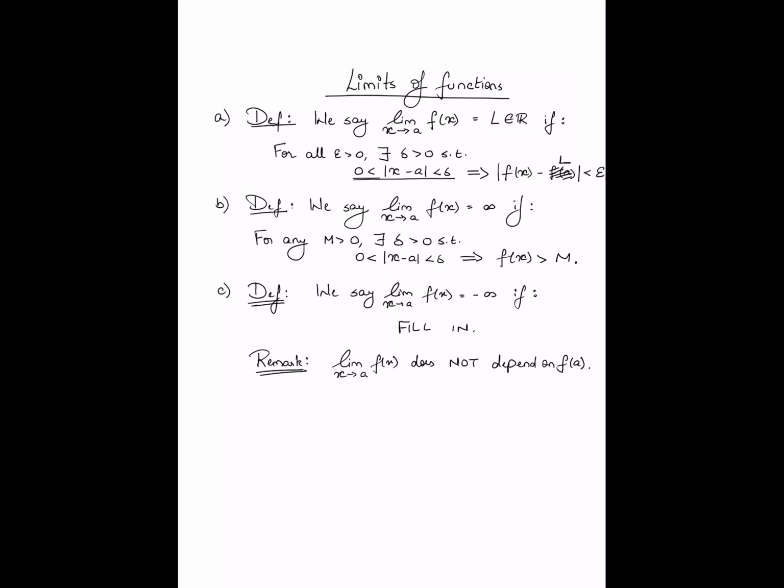So note that whenever we are prescribing a certain delta within which the function value is close to L, or large enough, or small enough, we are explicitly saying that x minus a is strictly between 0 and delta, which means that I am excluding the value at a itself. Okay, so it's very important to note that whether or not the limit as x tends to a of f of x exists, and whether that limit is a real number or plus infinity or minus infinity, does not depend on the function value at a itself. Okay, so this is extremely important.